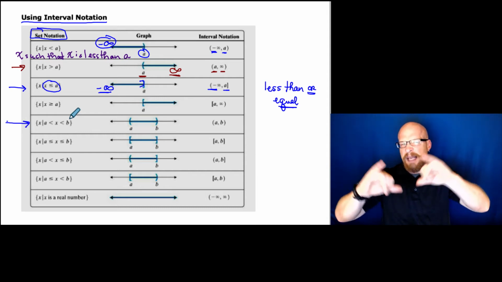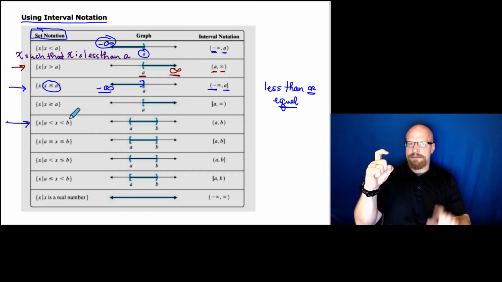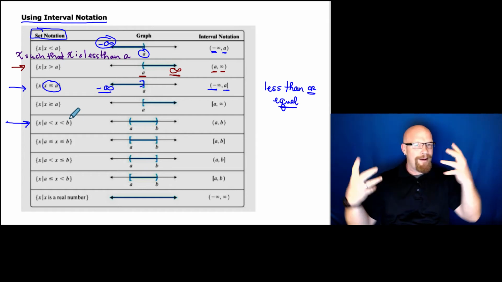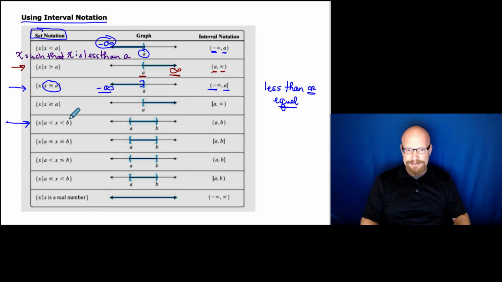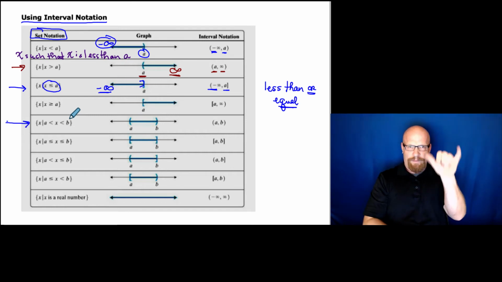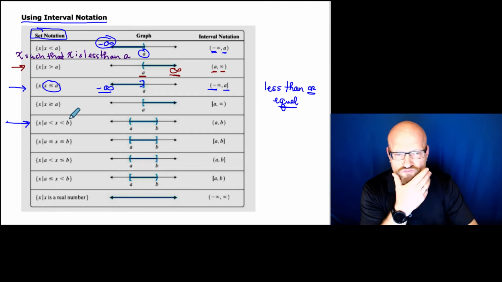That next example was the same as the previous one, so I skipped over it. Now we have x where x is between a and b, but not inclusive of a and b. So both of them have parentheses and not the square bracket, and x kind of lives in between them.